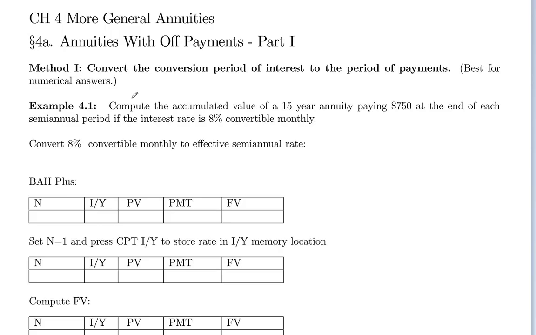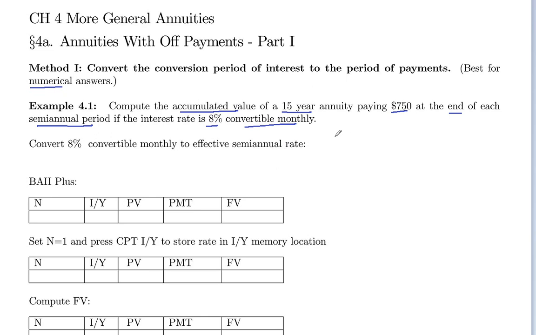So the problem here is that our interest conversion period may not be the same as our payment period. The first method to handle these is to convert your interest conversion period to the payment period, and that's best for numerical answers. For example, we want to compute the accumulated value of a 15-year annuity that pays $750 at the end, so annuity immediate, of each semi-annual period. Interest rate is 8%, convertible monthly. So we've got $750 payments every 6 months, but we've got a monthly interest rate.